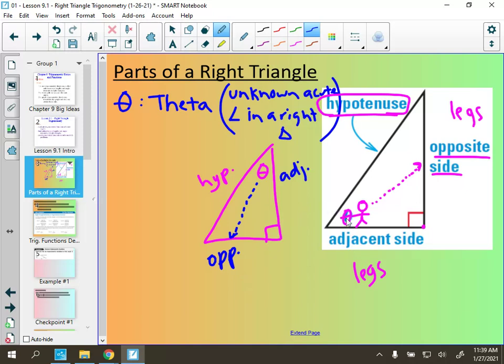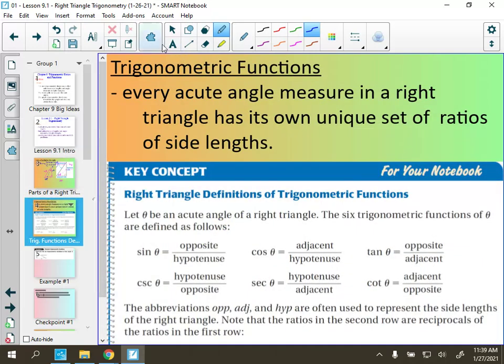It's all perspective on the angle that you're using, or the angle in question. So that's how we come up with those terms. Okay, so that's some of the terminology that we'll use. All right, let's get into these trig functions and what we're talking about here.